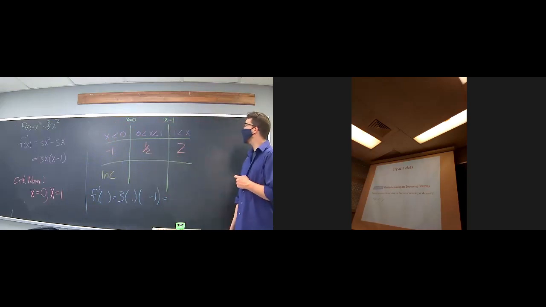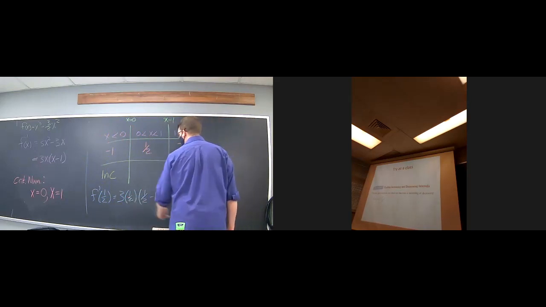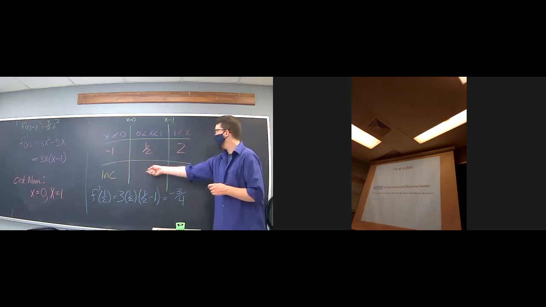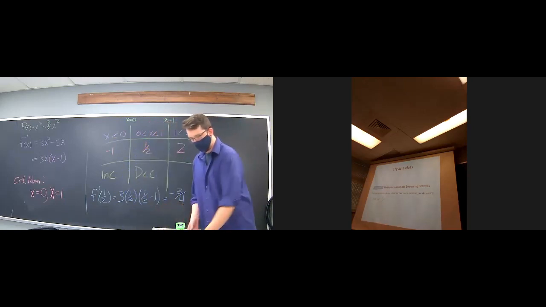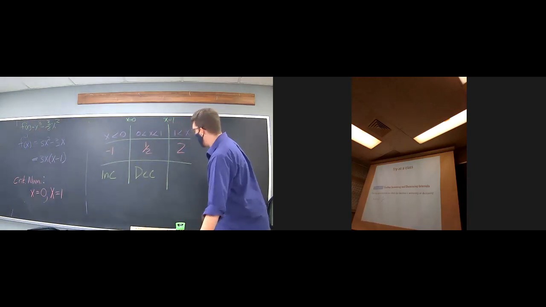In the case of using a test point of 1/2 for our interval from 0 to 1, well, we're going to have 3/2 times -1/2. It's going to come out to be -3/4, right? So here, it's going to be decreasing in this interval. And 3 times 2 is 6. 2 minus 1 is 1. 6 times 1 is a positive value. So this is going to be increasing, right?